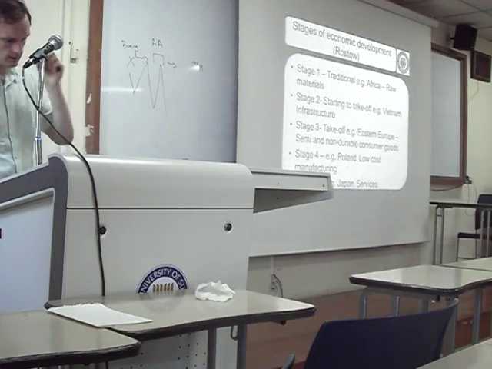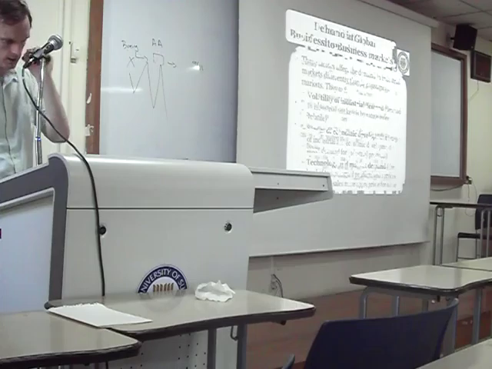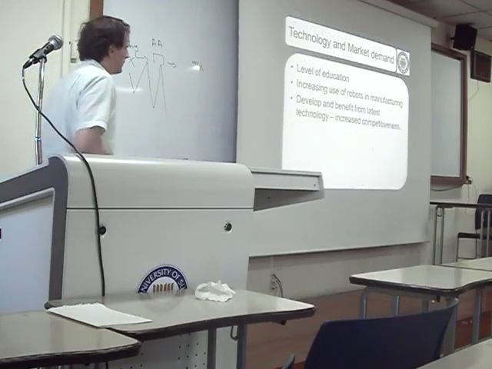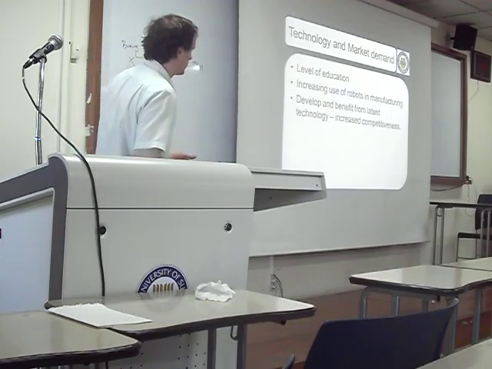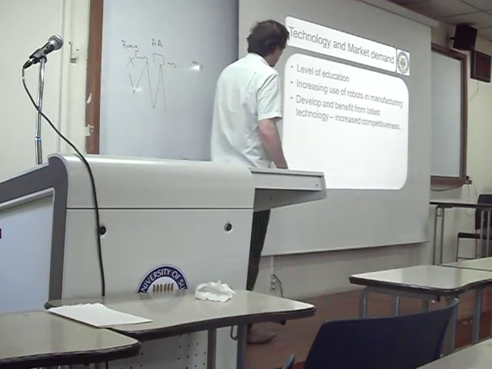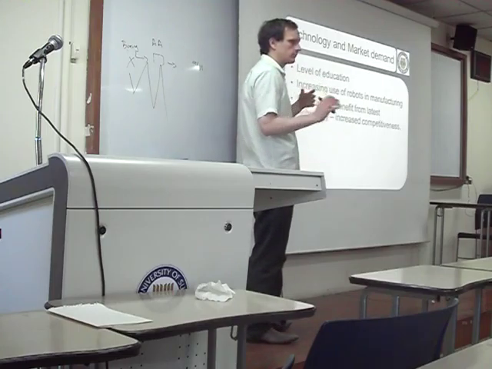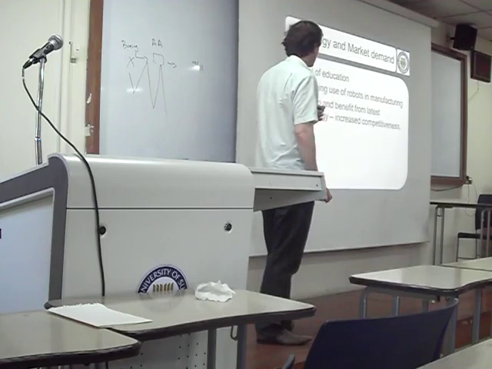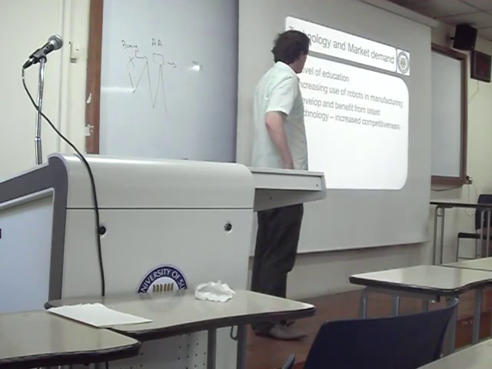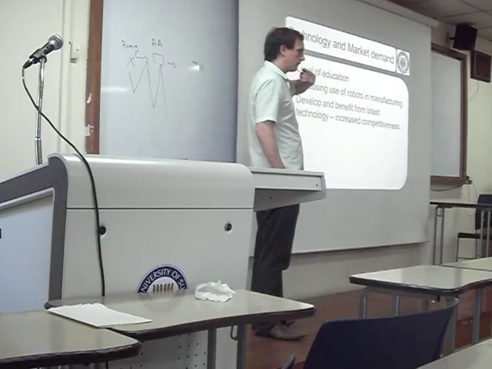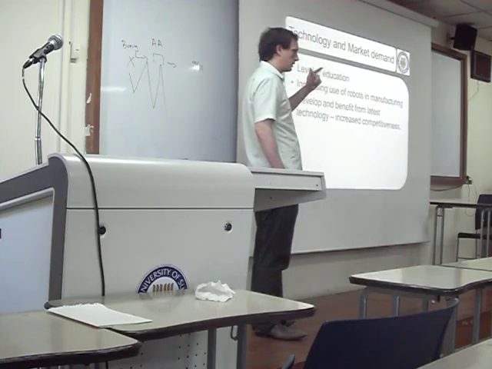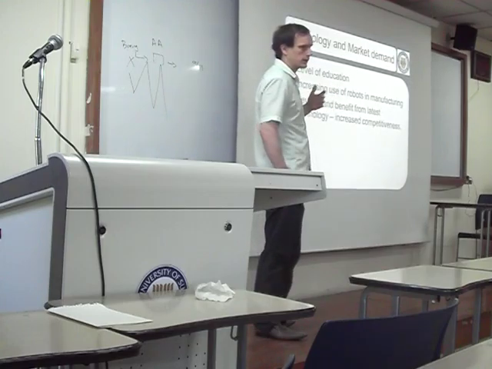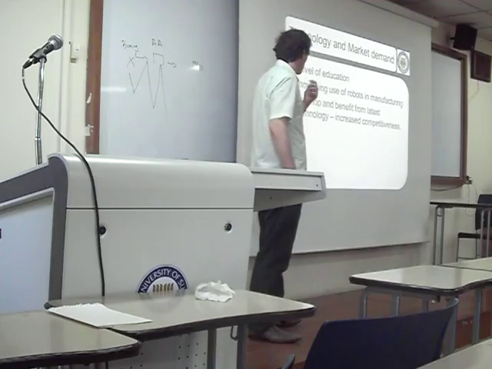The last one, the third one, is technology and market demand. It also depends on the level of education and the use of robots, and so on. These days, low-cost manufacturing is getting less important because of technology, right? Countries are using more and more technology for developing things. These days, China, Singapore, Korea, they've invested a lot of money into education, so they're developing their technology, and their economies are developing well.